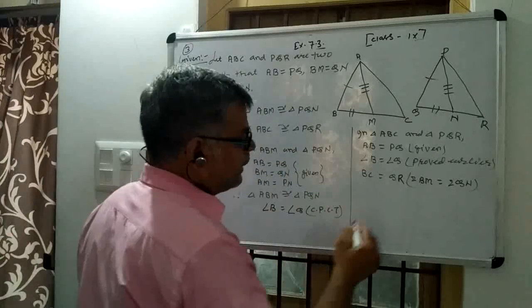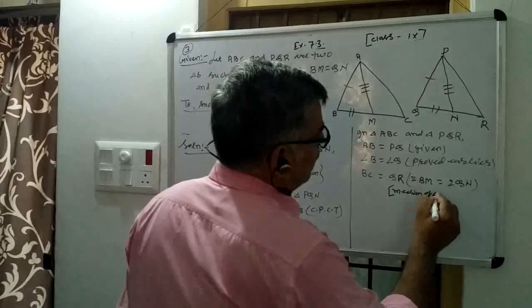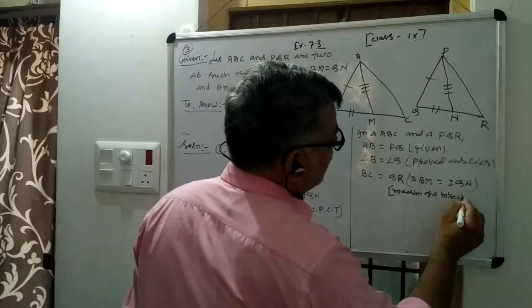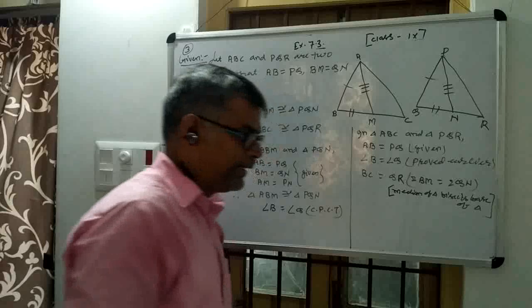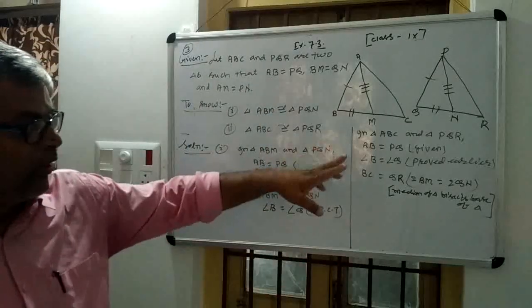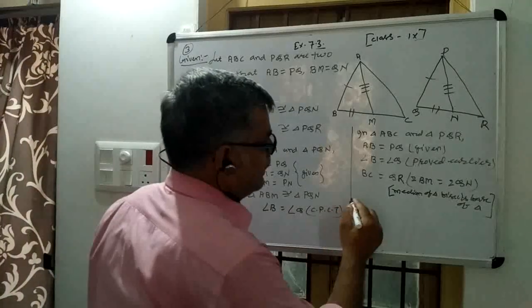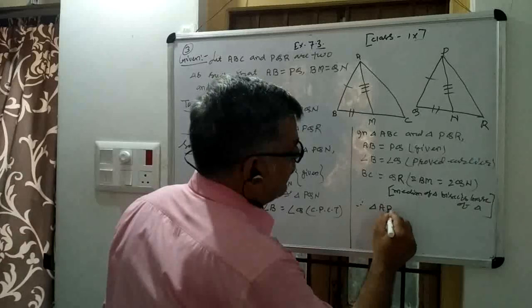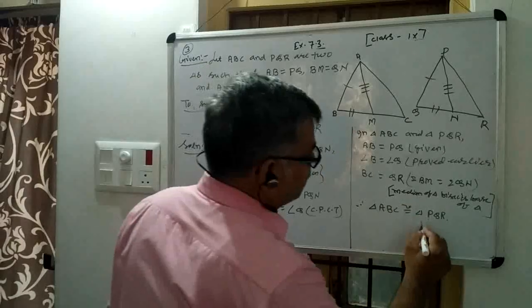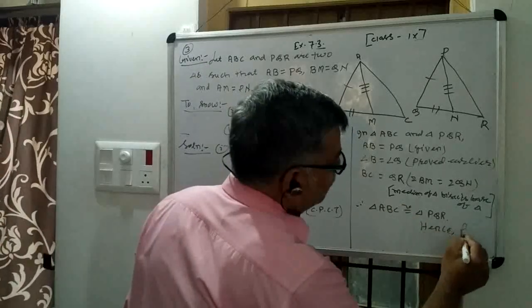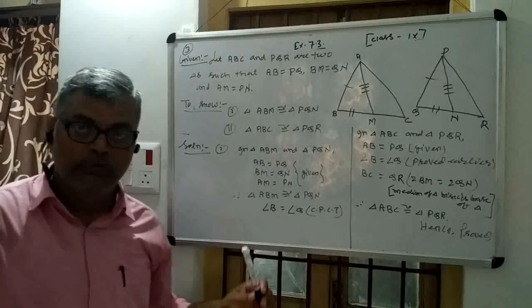Because you may write the reason also: the median of a triangle bisects the base of the triangle. By this reason, these two triangles become congruent by the SAS condition. Therefore, triangle ABC becomes congruent to triangle PQR, and hence we prove the result. We needed to prove that they are congruent. So in this way, this question is solved.